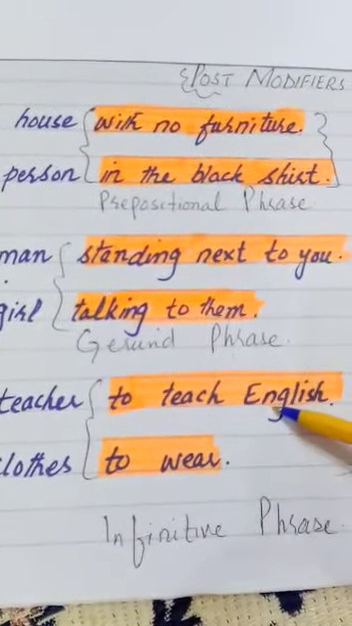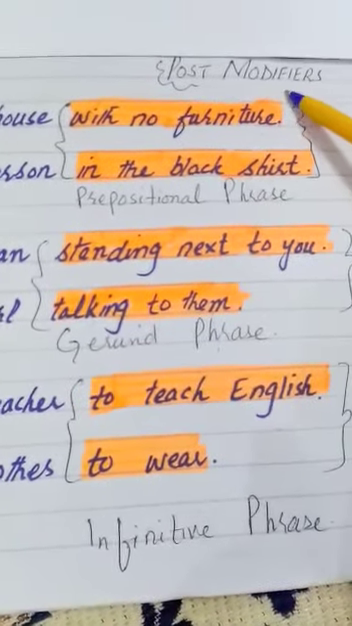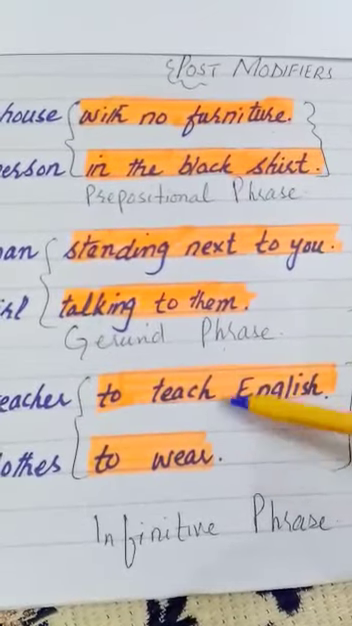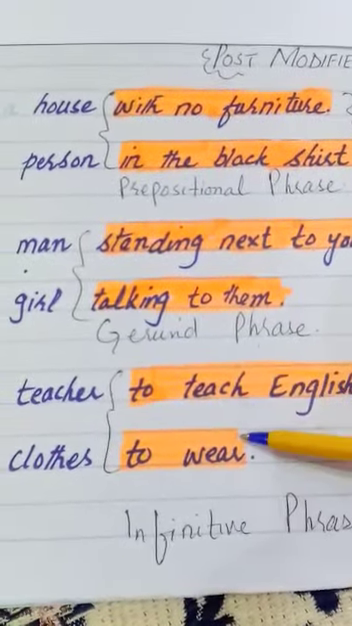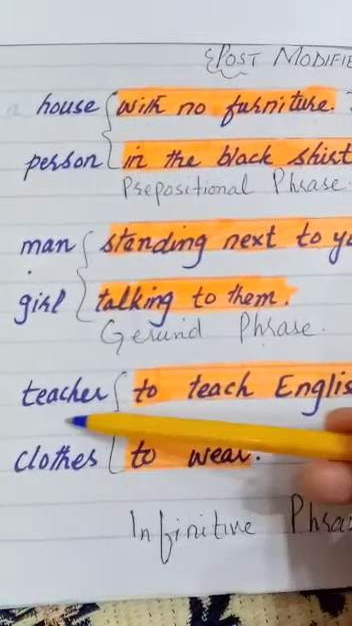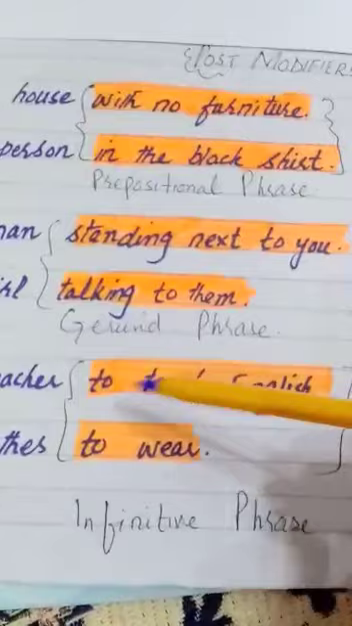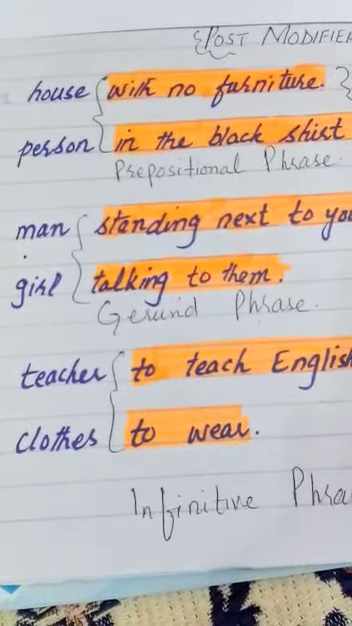Like to teach English is a post-modifier, and to wear is a post-modifier, and the name of these post-modifiers is infinitive phrase. And when these infinitive phrases are added after nouns, they make a noun phrase. So teacher to teach English is a noun phrase, clothes to wear is a noun phrase.